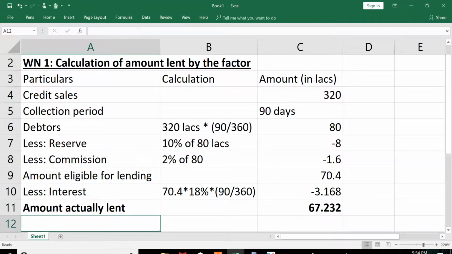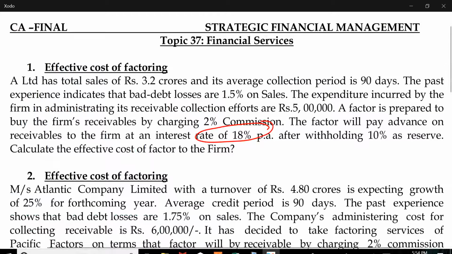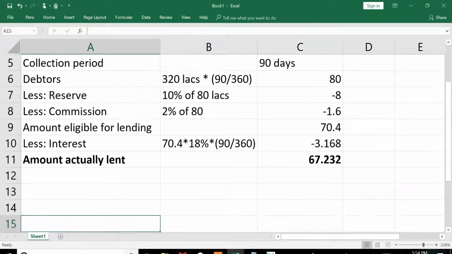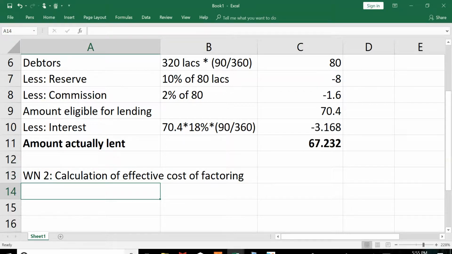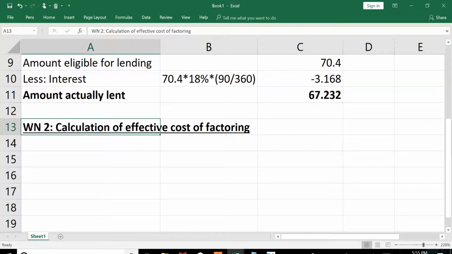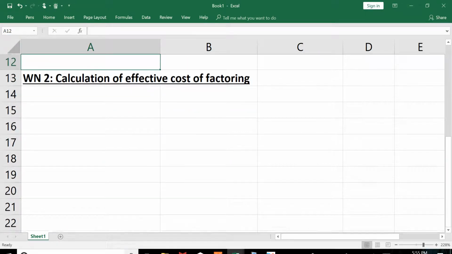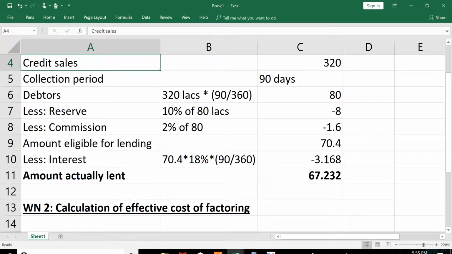Next, working note 2, calculation of effective cost of factoring. We needed 80 lakh rupees. The factor gave us 67,23,200. Now we are going to calculate the effective cost of factoring.